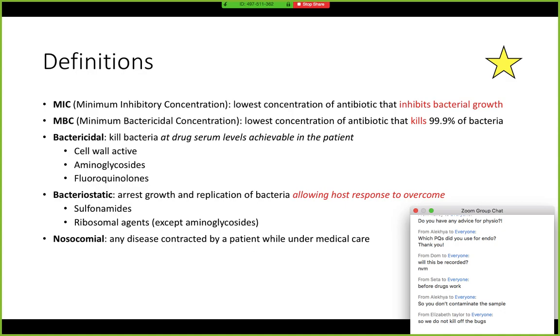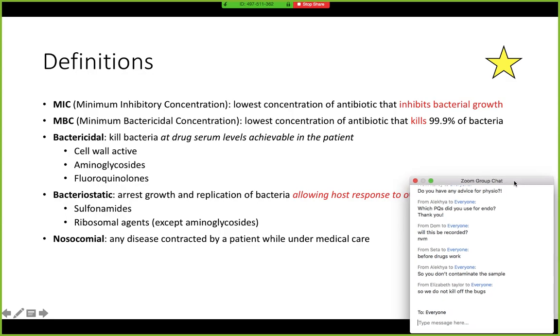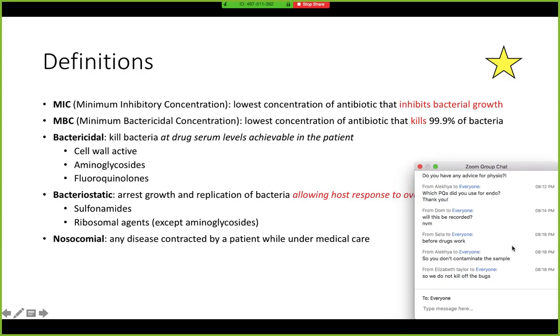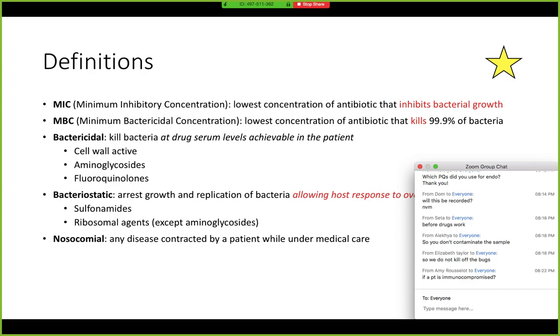So why is it important that we know if a certain antibiotic is bacteriostatic versus bactericidal? Like, why does that even matter? Right. So Amy said if a patient is immunocompromised. Yeah, that's exactly right. So if you have a patient who is very immunocompromised, you may change your strategy and give them an antibiotic that is bactericidal, because one that's static is probably going to be less effective.